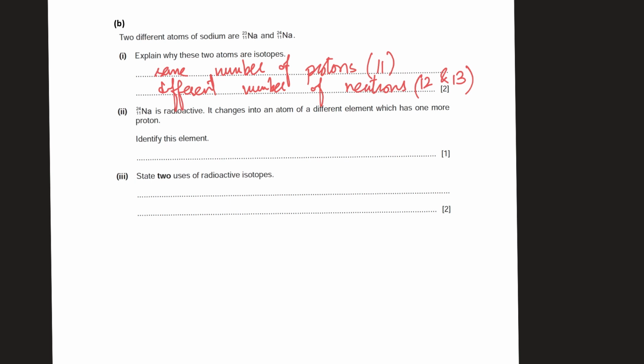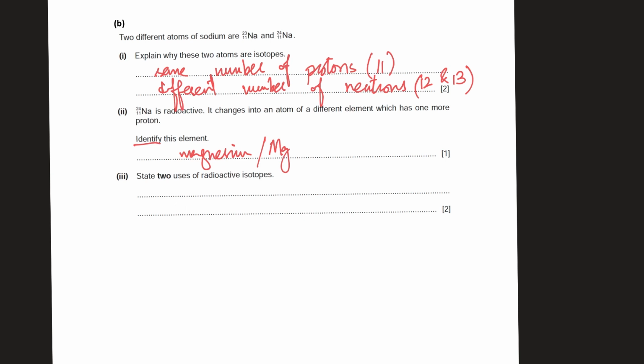It's always a good idea to connect your answer to whatever information they've given in the question so that your answer is more specific. Sodium 24 is radioactive. It changes into an atom of a different element which has one more proton. So when it undergoes radioactive decay, the proton number changes from 11 to 12. Just go to the periodic table and find element number 12, which is magnesium. Because they've asked us to identify it, and haven't asked us to name it or write the symbol, we can say magnesium, or Mg. Both are acceptable.